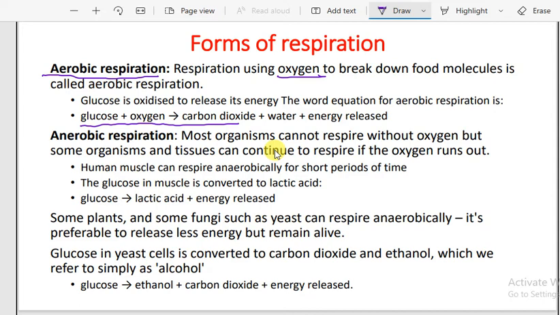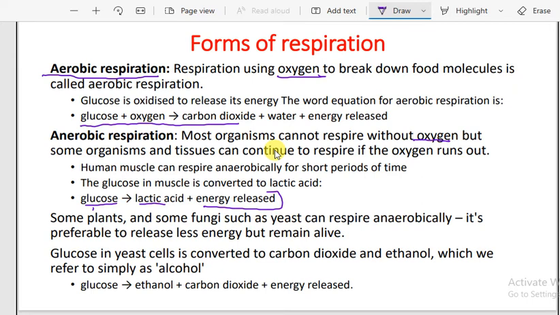Now, while in anaerobic respiration, most organisms cannot respire without oxygen, but some organisms and tissues can continue to respire if the oxygen runs out. So anaerobic respiration is the type of respiration that takes place in the absence of oxygen. So that is why here glucose is broken down to lactic acid and energy is released. Now the amount of energy released is quite less than that of aerobic respiration. And if you take note, in this equation for anaerobic respiration, there is no oxygen. It's just glucose to give you lactic acid plus energy released.